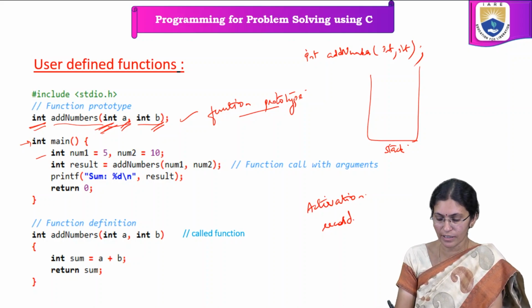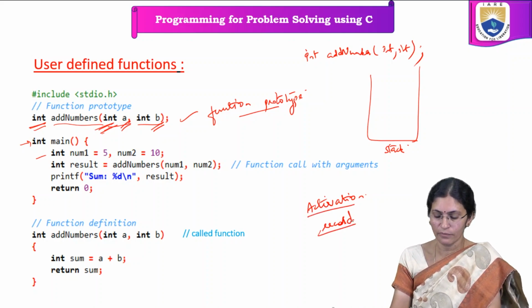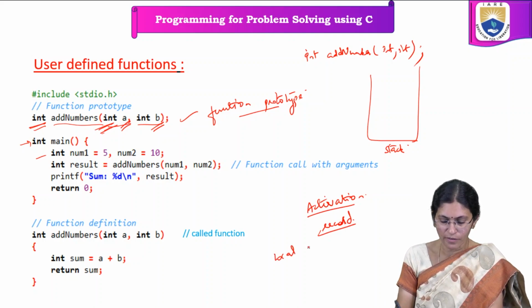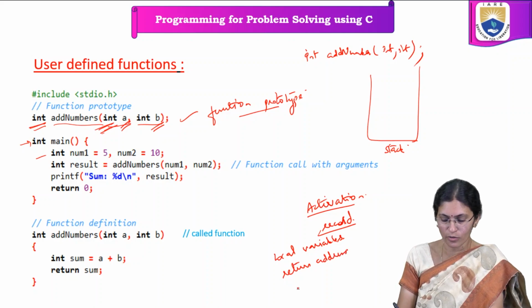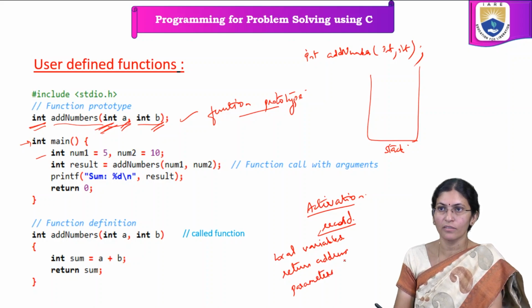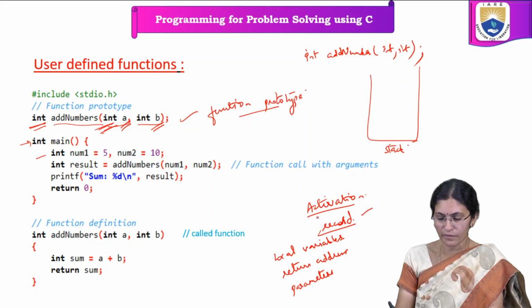It is a portion of a stack which consists of the local variables, then the return address, and lastly the parameters of the function. Let us understand it with the help of this program. So the activation record is a portion of a stack which consists of local variables, return address, and parameters of the function. So what is a stack here?